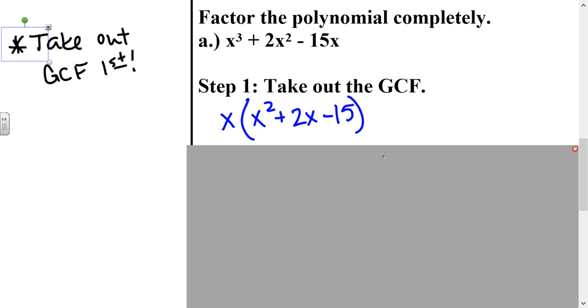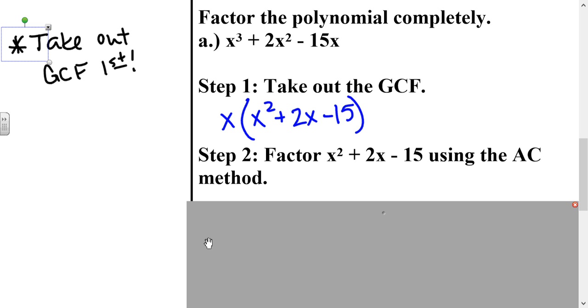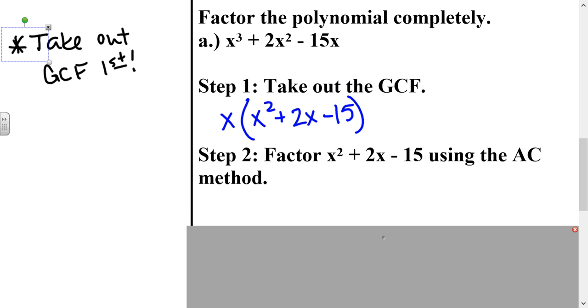So is this factored completely? Well, no, because I can check to see if I can factor x squared plus 2x minus 15. To factor this one, because it's a trinomial, I'm going to try to find factors of negative 15 that add to be 2. You can use the AC method, or you can just find factors of negative 15 that add to be 2.